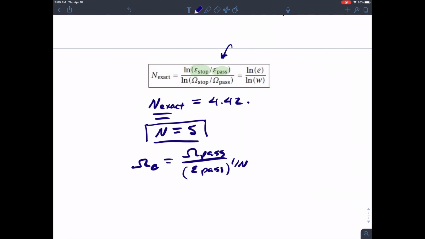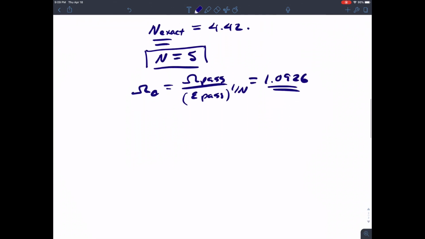The number I get when I plug that in is a normalized frequency of 1.0926. I'll need that in the next stages where I have the formula for the coefficients. What I'll need is omega naught and also the thetas. The thetas are a function of the order of the filter.